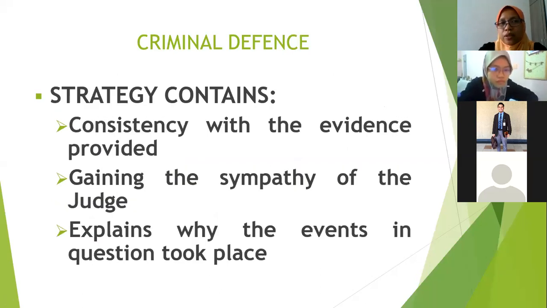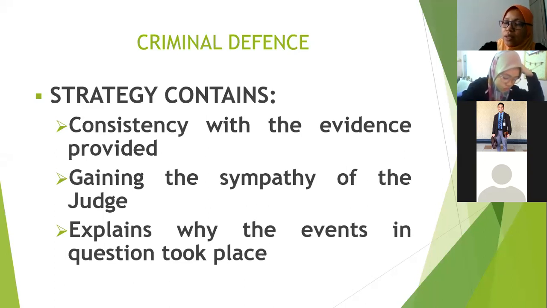Alright, okay. Our strategy as a criminal defense lawyer, what we do is that our strategy has to contain consistency with the evidence provided. Okay, sebab sekarang kita ada discovery document. So kita defense will be provided with the documents that the prosecution will submit in court. So we have some of the evidence. Okay, yang kita tak ada hanyalah witness statement at the earlier stage ni.